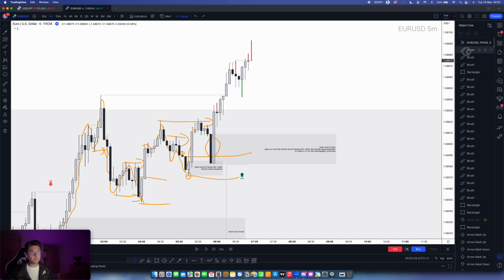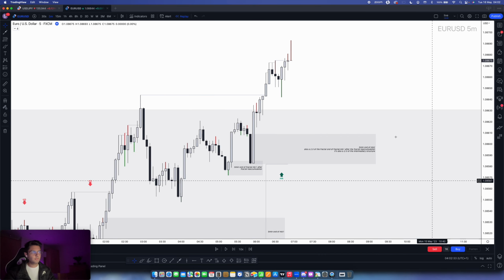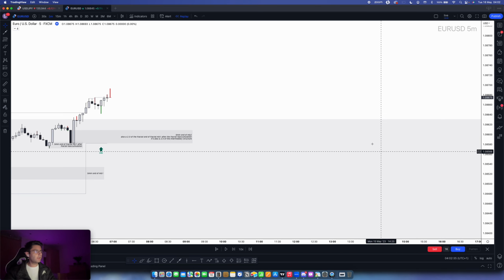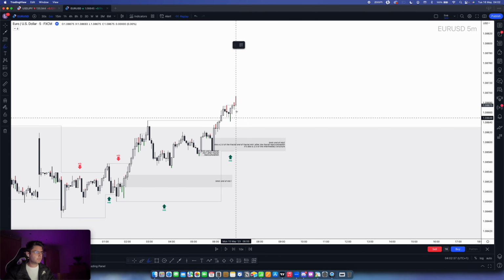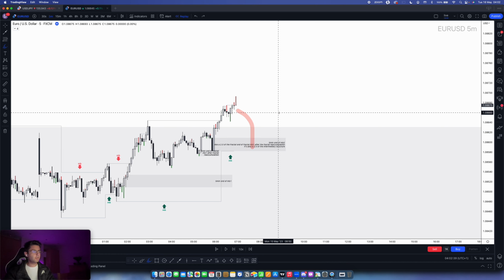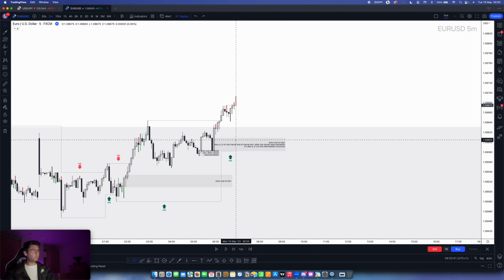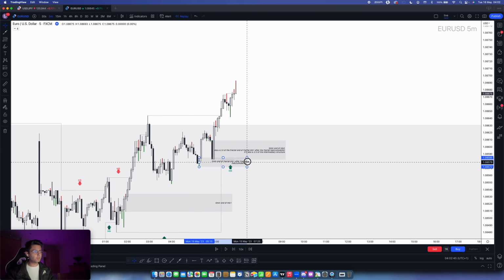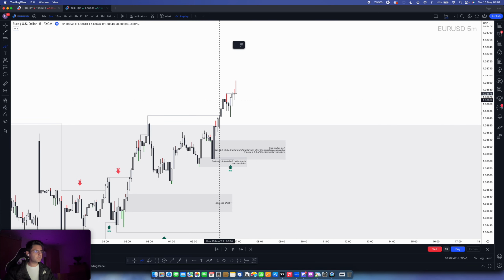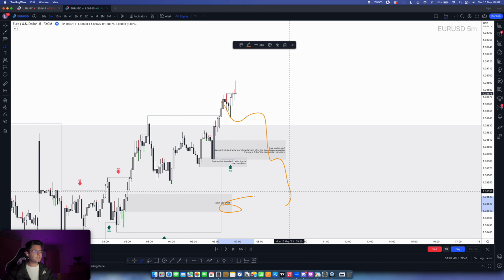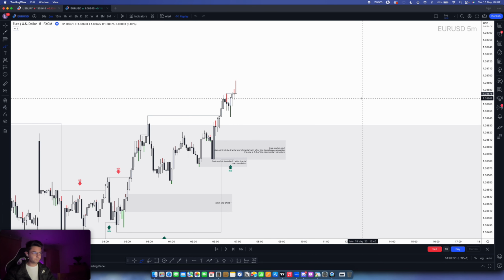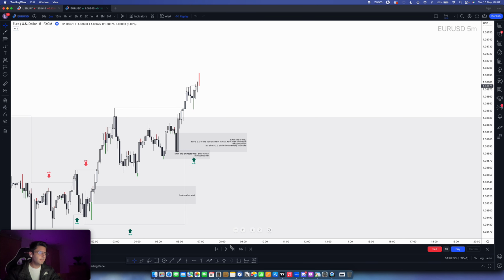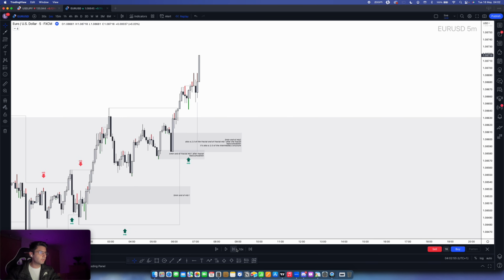So let me get rid of all my drawings because it's becoming a bit unclear now. Cool. So what am I looking for here? If I get a tap back into this area here, I can look to go long. Obviously, we need to see some type of 5-minute triple M first, and then I can look to confirm that on a lower time frame. Or alternatively, if we get a reaccumulation to this 5-minute S&D of MB1, then I can also go long. Cool. Let's play price forward, see what it does.